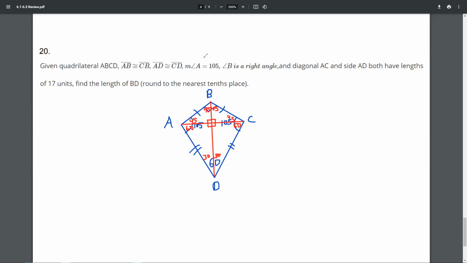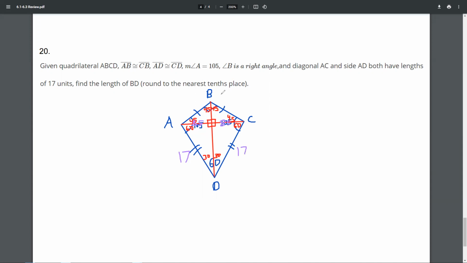Okay, now we know that the diagonal AC and side AD both have lengths of 17. So 17 and 17. Okay, since the AC is the main diagonal, it's getting split in half. So 17 divided by 2 is going to be 8.5. So I'm going to make this 8.5. And this one right over here, 8.5 as well.